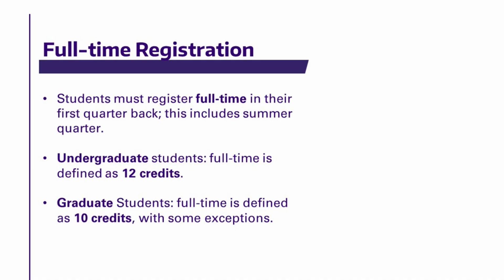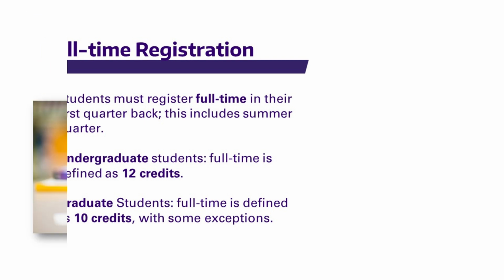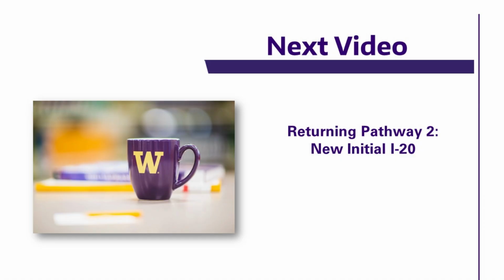Students must register full-time in their first quarter back. This includes summer quarter. For undergraduate students, full-time is defined as 12 credits. For graduate students, full-time is defined as 10 credits, with some exceptions. In the next video, we will discuss returning to the university via Pathway 2, which is requesting a new initial I-20.